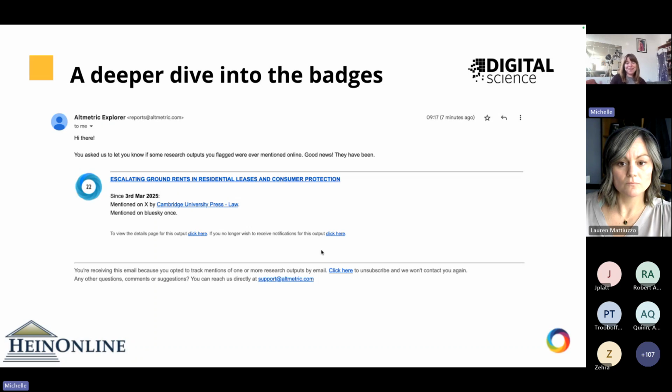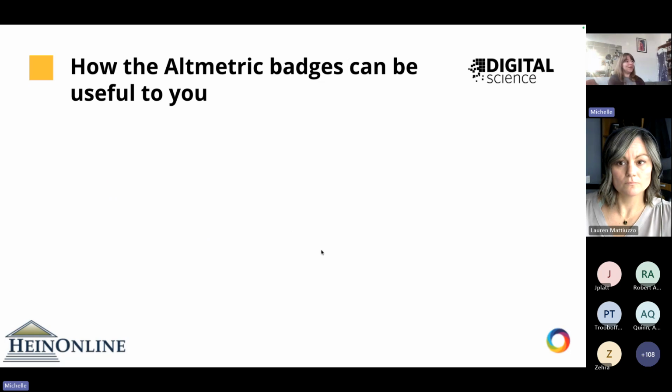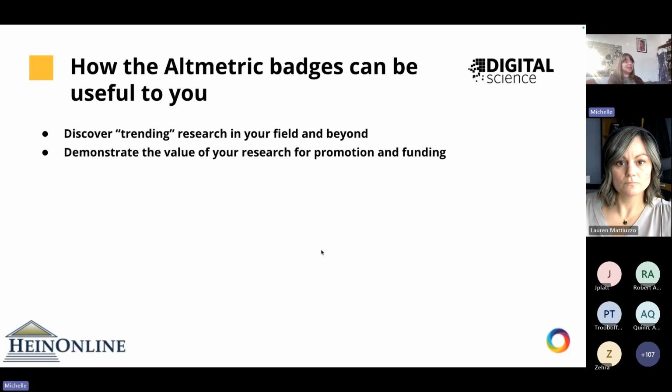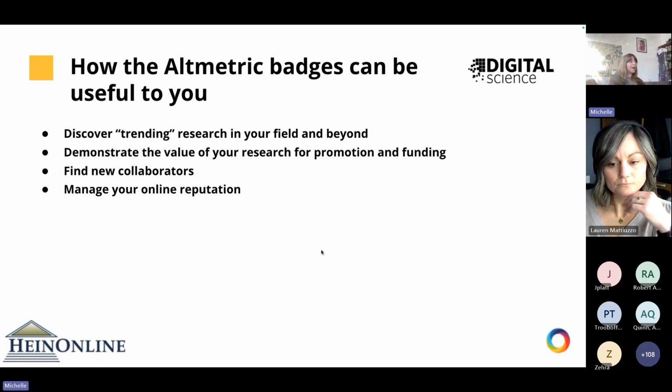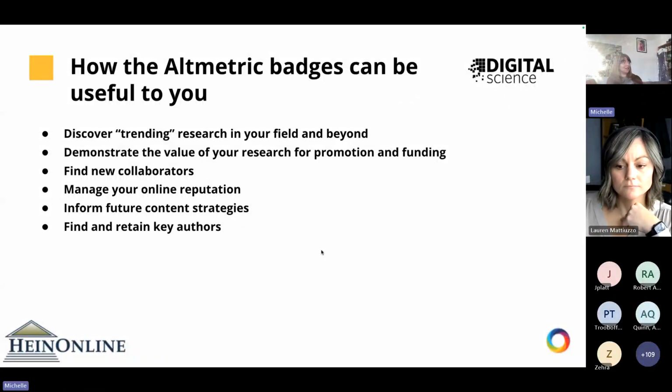So from HeinOnline, clicking on the Altmetric badge will also allow you to send yourself alerts about any new papers with the Altmetric badge. And that's what it will look like in your email. And you can always unsubscribe. And that's just a very quick bit of how it's useful to you. So you can discover trending research when you're looking at HeinOnline. You can demonstrate the value of your research for any promotions and funding, looking at new collaborators, managing your online reputation, especially if you're looking at X or Bluesky, and then informing future content strategies.